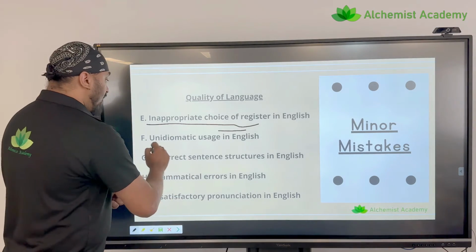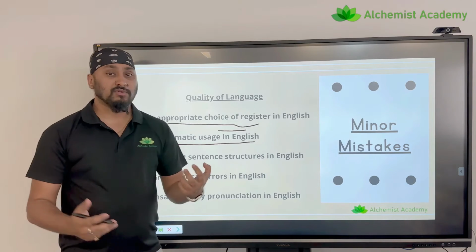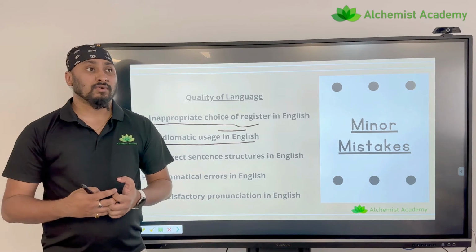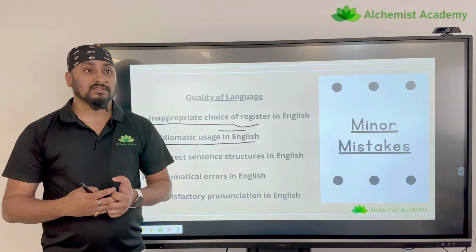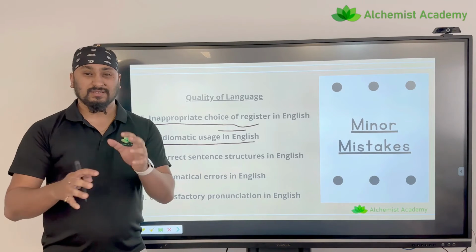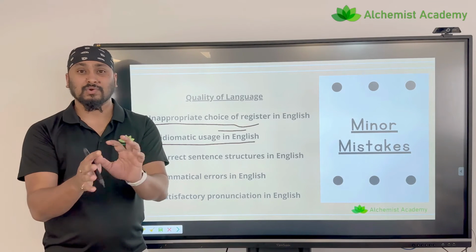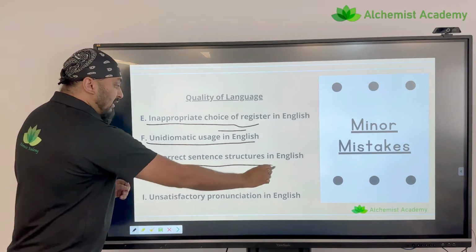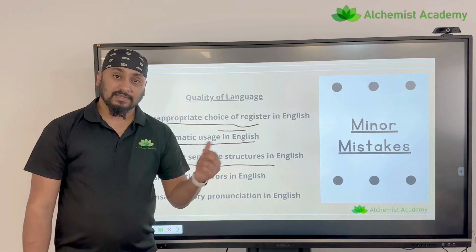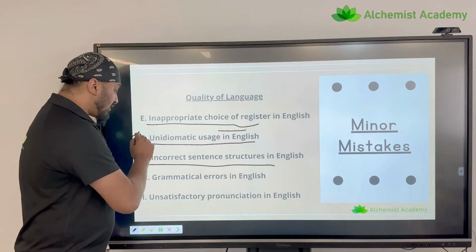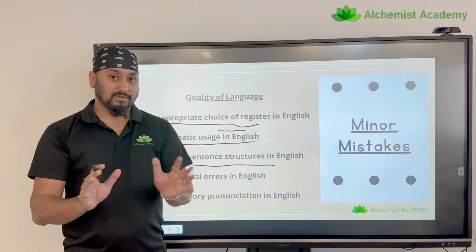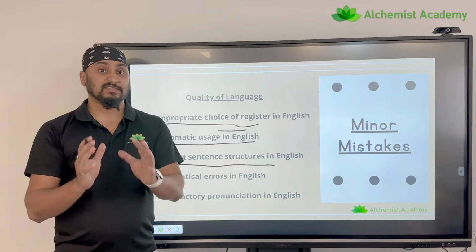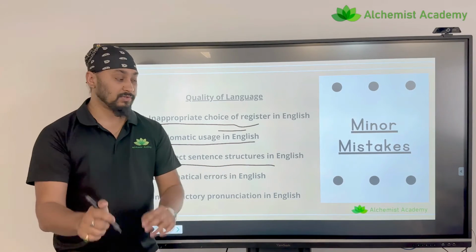Number 2, unidiomatic usage of English. Unidiomatic simply means that you were unable to form the sentence correctly. For example, "Hello, the task is, my name is John." You've got the information, but it is all distorted. It's not in the right way. You could lose a lot of marks. Incorrect sentence structures in English. This takes you back to a very similar mistake. There's not a very big difference between the two of them, but just be careful about how you form your sentences, especially with tenses, past, present and future.